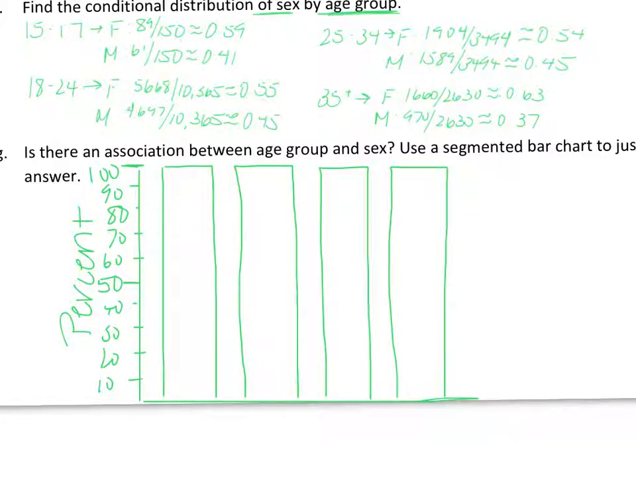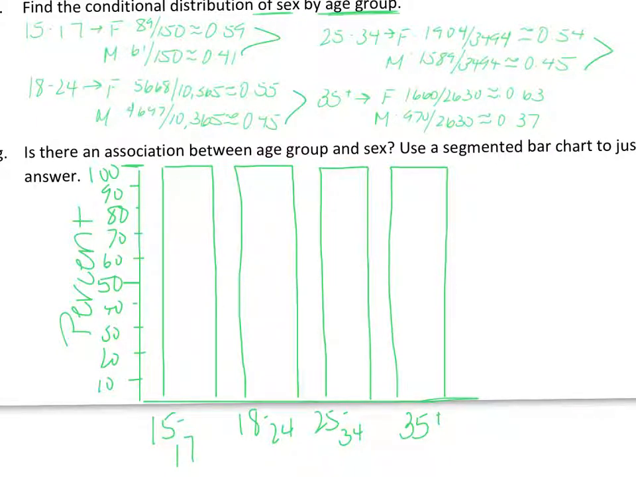So this first bar is my 17 to 24. The next bar is my 20. Whoa, I apologize. That is incorrect. This first bar is 15 to 17. Then we have 18 to 24, 25 to 34 and our 35 plus. And what we're going to do is we're going to take these bars and we're going to divide them to match the percentages we calculated above.